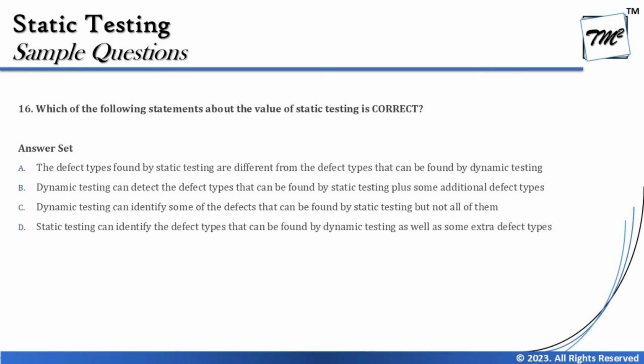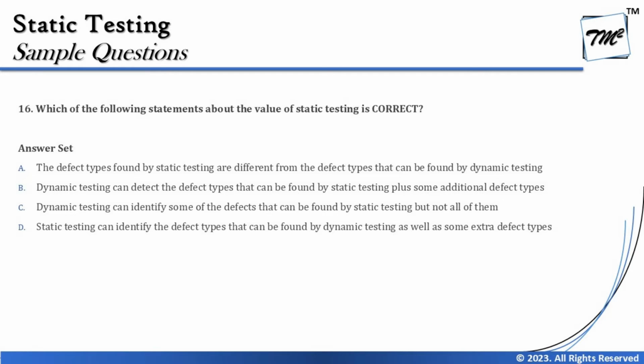So that's how we should be able to recall and remember what we cannot review and what we can review, and the different types of it. Let's move on to the next question. The next question we have for you is question number 16. It says, which of the following statements about the value of testing is correct? No context is given to us, so let's start reading the options.